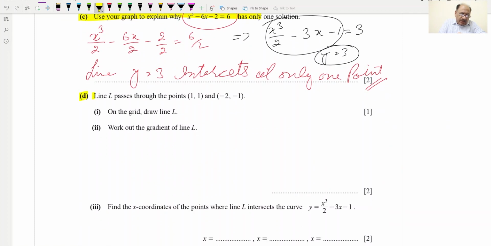Part D: line L passes through the points 1, 1 and minus 2, minus 1 on the grid. Draw the line.